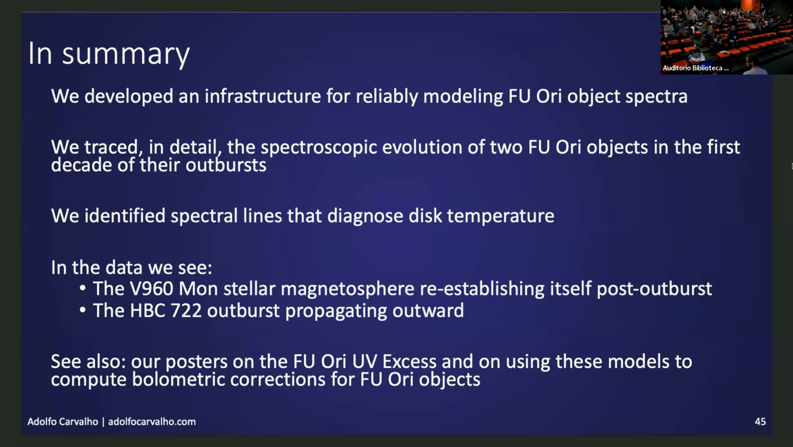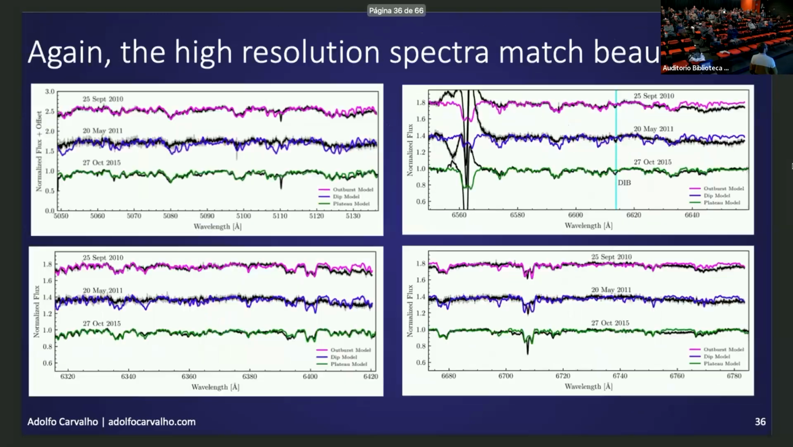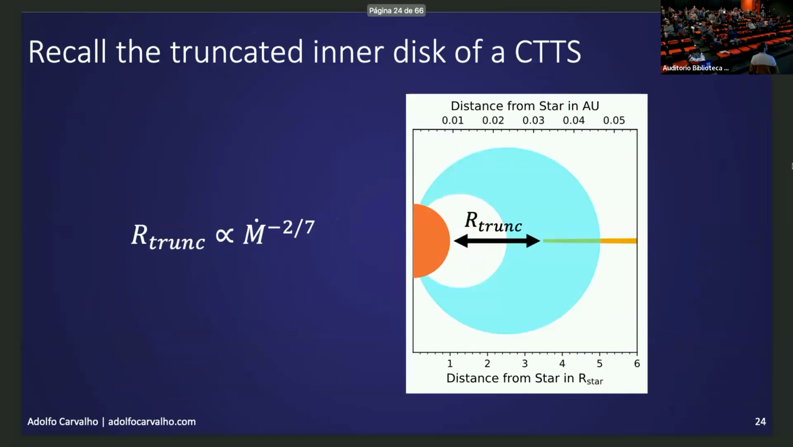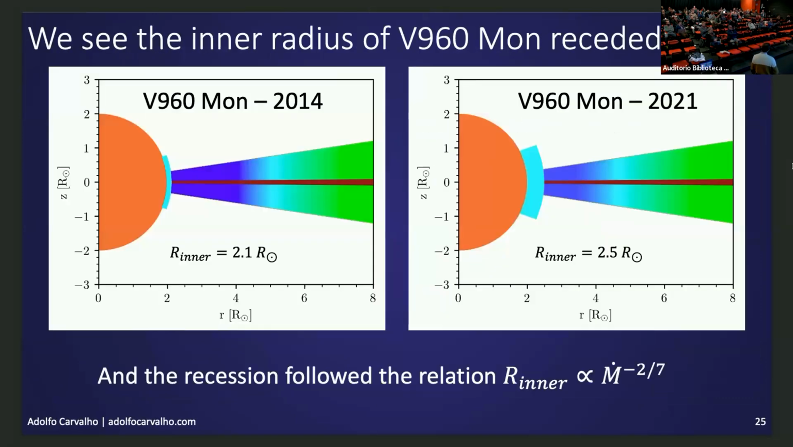Thank you very much for the very nice talk. Just a magnetosphere question for V960 Mon. You say the magnetosphere still affects the results, but boundary layer mass accretion occurs, not magnetospheric mass accretion. Is that your point?